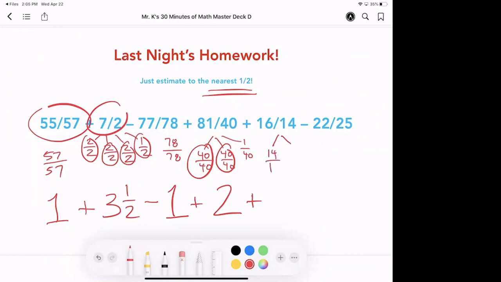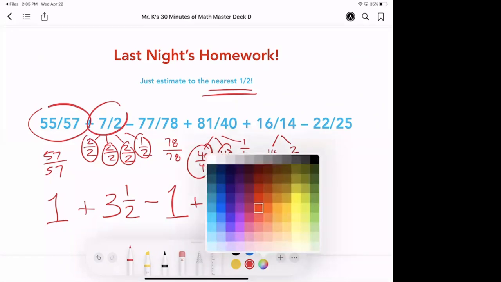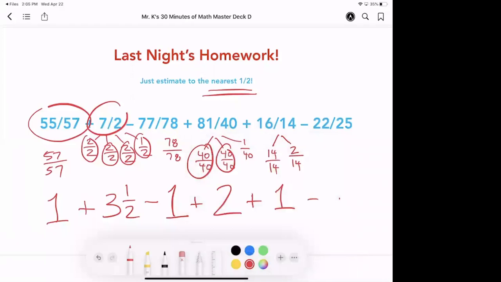Well, that would be 14/14ths and 2/14ths. 14/14 is 1, and 2/14 is pretty close to 0. So let's estimate this at 1, and then, whoops, minus, let's get rid of that dot, 22/25, which is pretty close to 25/25. So that would be minus 1. So there we have it.